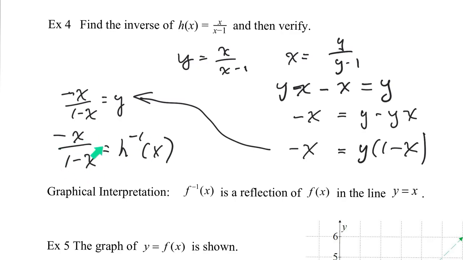Now I could manipulate the minus sign and multiply by negative 1 over negative 1, and it would change it to x over x minus 1, but either one is okay. All right.